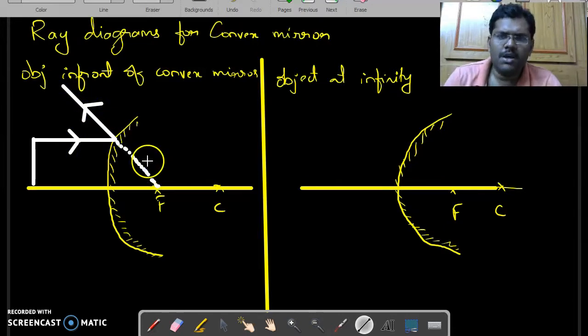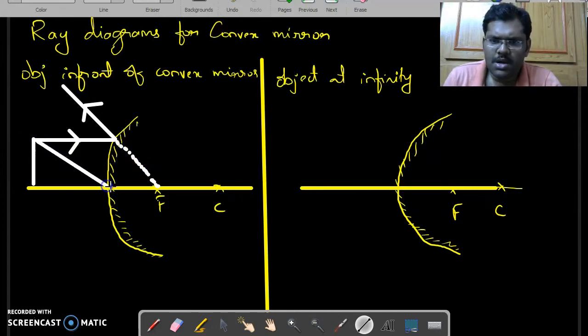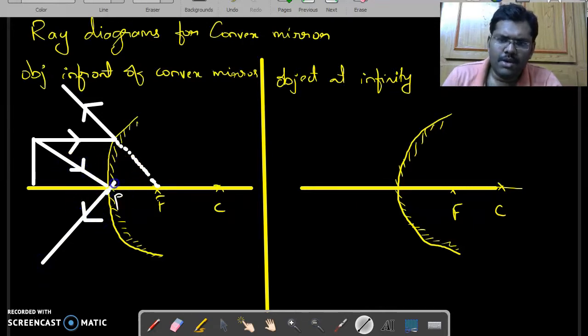As it appears to be coming from the focus, the second ray should be incident at the pole. The second ray incident at the pole gets reflected with the same angle of reflection as the angle of incidence. These reflected rays are intersected over here, and we get an image over here.